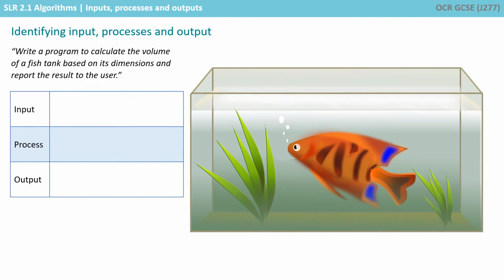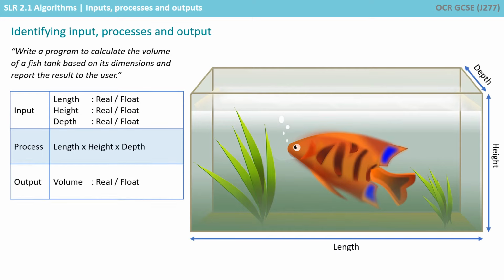So here we have a fairly simple scenario. Write a program to calculate the volume of a fish tank based on its dimensions and report the result to the user. So if we want to work out the volume of the fish tank, then the inputs will need to be the length, the height, and the depth. And these could be supplied in centimetres or fractions of a metre, so we need to store these in a data type which allows numbers with a decimal point, so a real or float.